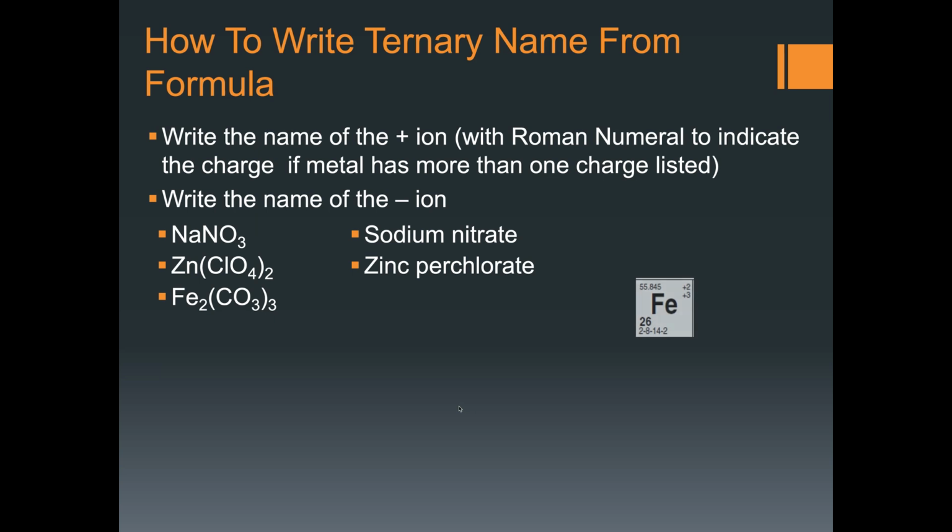Now, iron has more than one charge, +2 or +3. Which one would drop and swap and give you a 3 here? +3. The other way to look at it is carbonate is -2. You can look that up. 3 times -2 is -6. 2 times what is +6? +3. So either way you look at it, it's iron 3 carbonate.